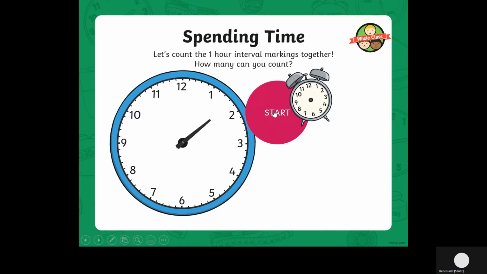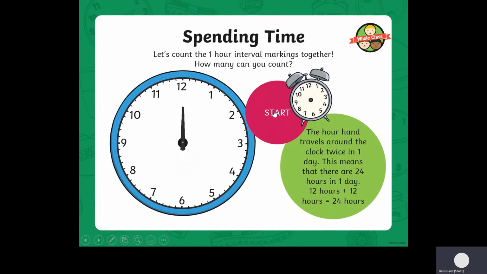1, 2, 3, 4, 5, 6, 7, 8, 9, 10, 11, 12. So the hour hand travels around the clock twice in one day.